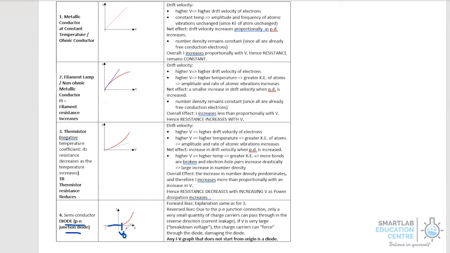When the potential difference is larger than V0, the resistance of the diode decreases as the potential difference increases, similar to that of a thermistor. This behavior is what we term as forward bias. Reverse bias occurs when the potential difference applied across it is negative, and this potential difference here is called the VB. So beyond VB, the diode would have broken down and it will behave no different from a normal conducting wire.